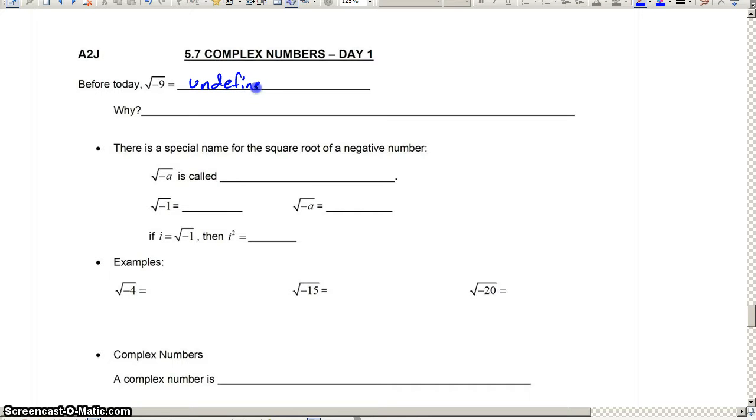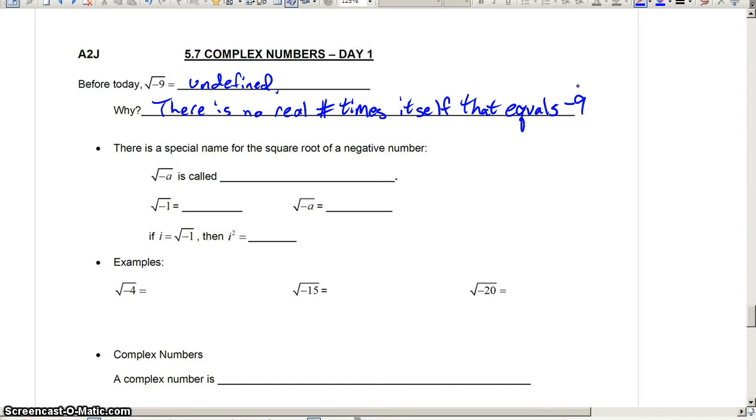And the reason is there is no real number times itself that's -9. Now, at first glance, you might think that you have found one. You might think I'm thinking of -3. But -3 times -3 is a +9. So actually, we're going to investigate this further.